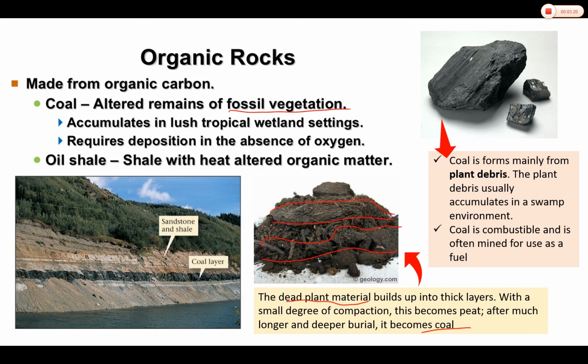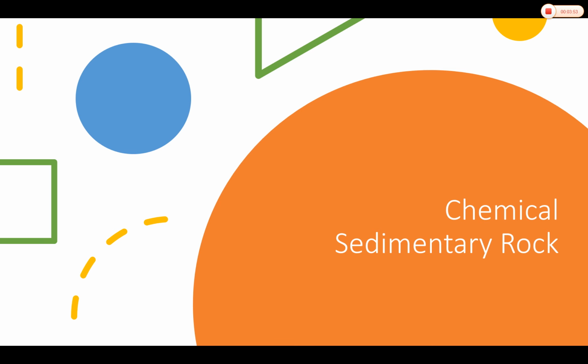This is coal that naturally occurred, arang yang jadi secara semula jadi, not the arang that we burn to make charcoal. So this is the organic rocks, and we have the coal. This is the coal mainly from plant debris, and we also have the oil shale, that is shale where heat altered the organic matter. So for the biochemical example we have chert, and for the organic we have coal.